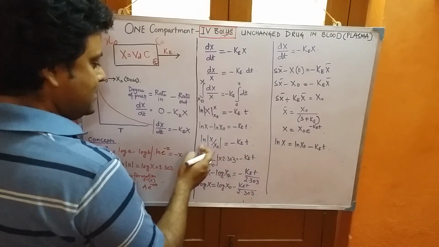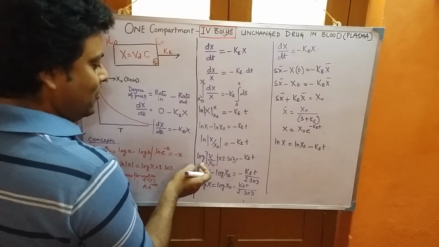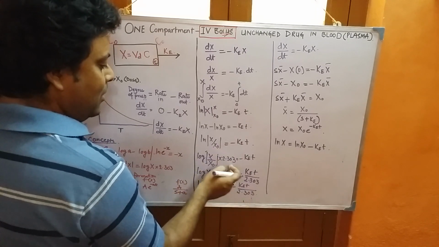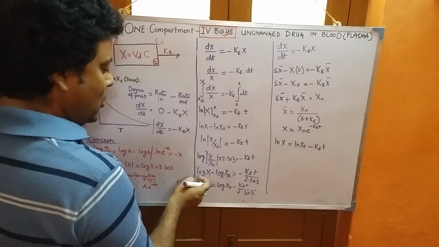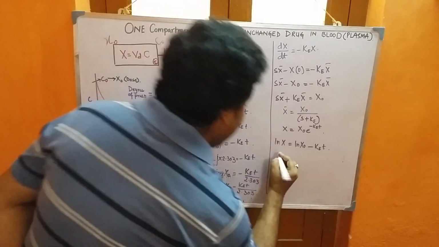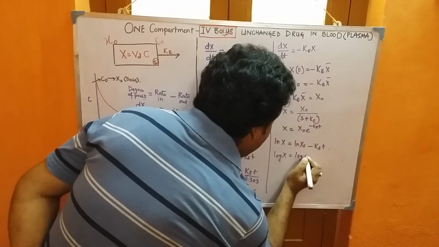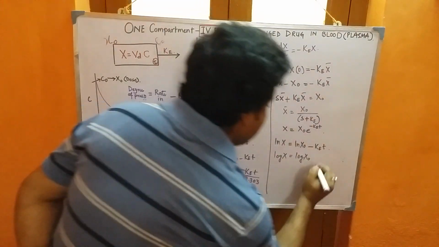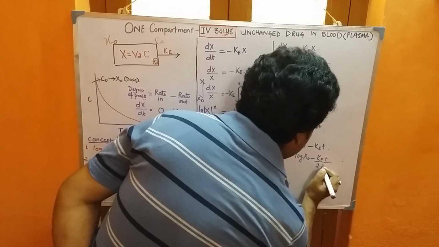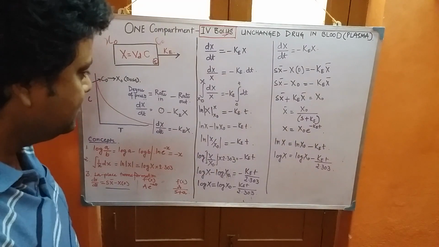Take the ln value over this side, it will become ln x by x naught. Convert it to the log value. Converting to log value, it will become log x by x naught into 2.303. Take the 2.303 over this side. So you will get log x minus log x naught, same thing. Finally, you will get log x equals log x naught minus Ke t by 2.303. Hope you understood this.